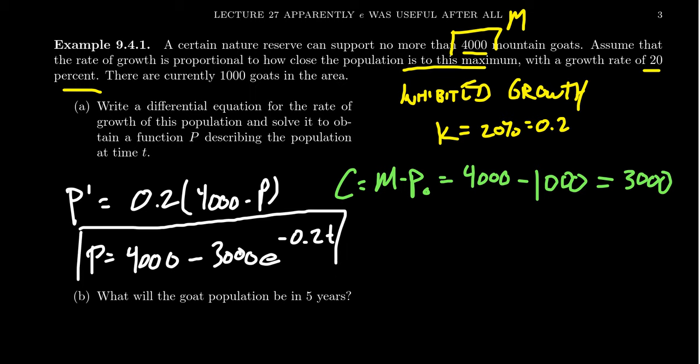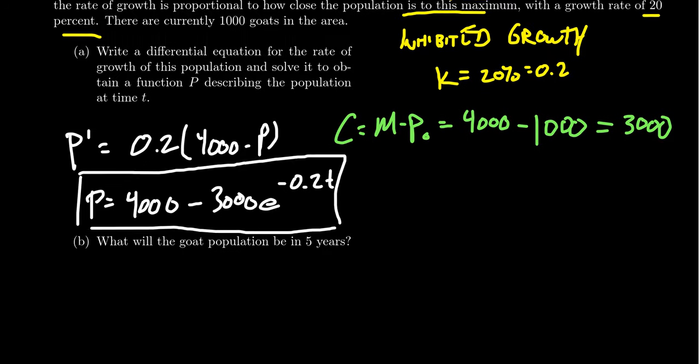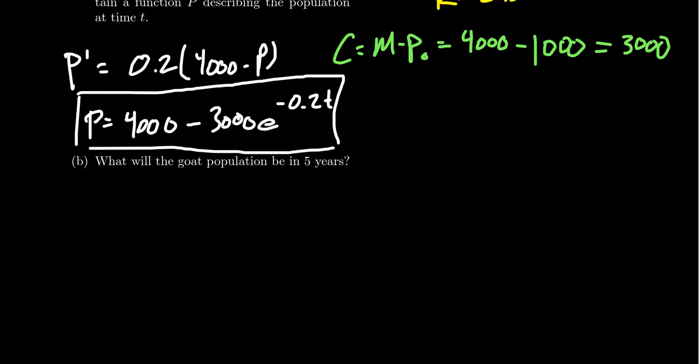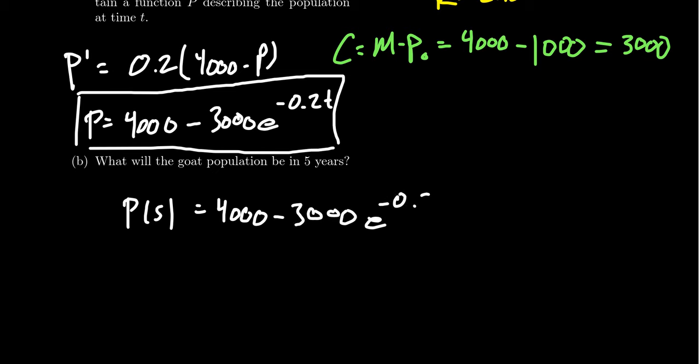And so this right here gives us a model for the growth of this goat population, assuming they grow by the assumptions of inhibited growth. So what will the goat population be in 5 years? If they're growing 20% per year, we just have to look at P of 5 right here, in which case you get 4,000 minus 3,000 times e to the negative 0.2 times 5. That's all there is to that.